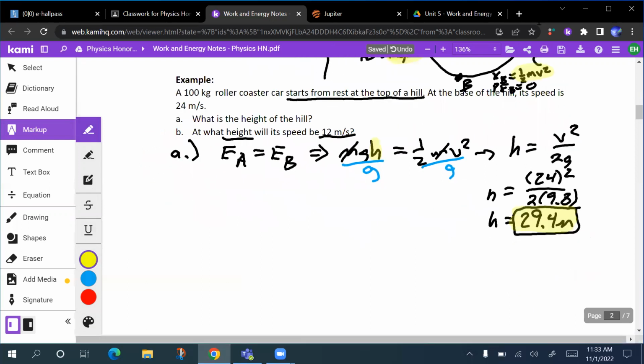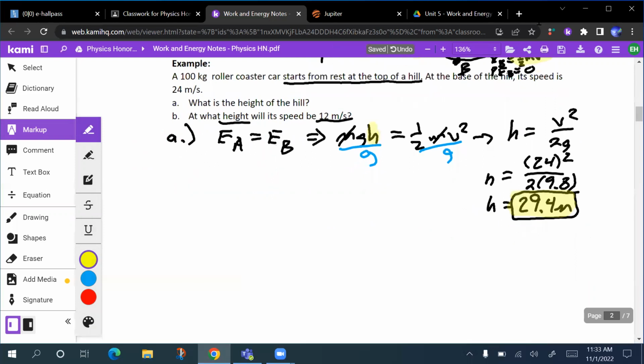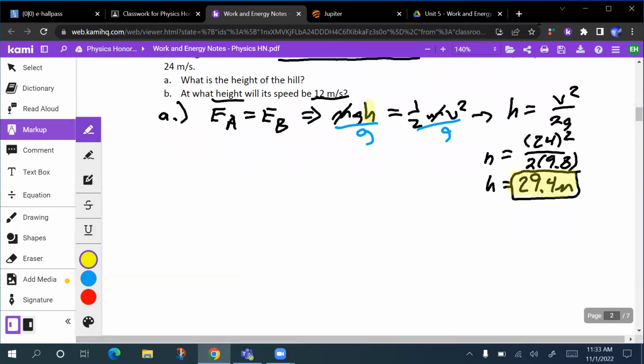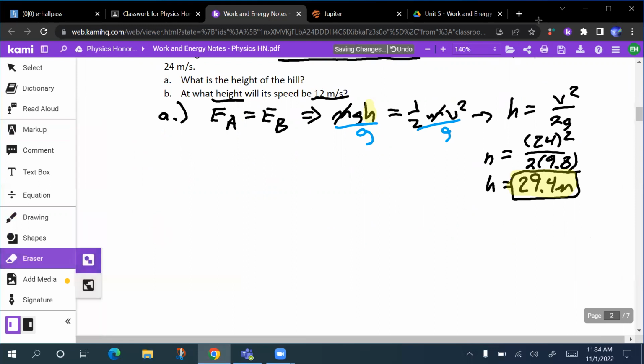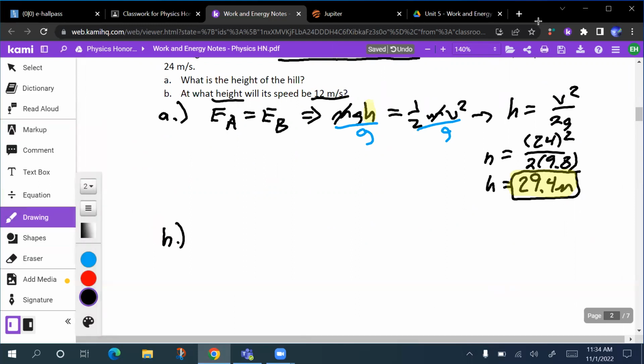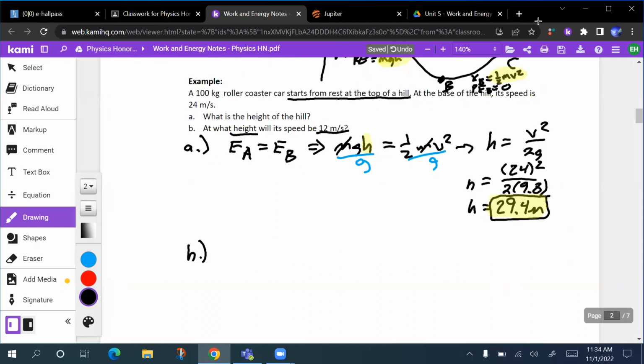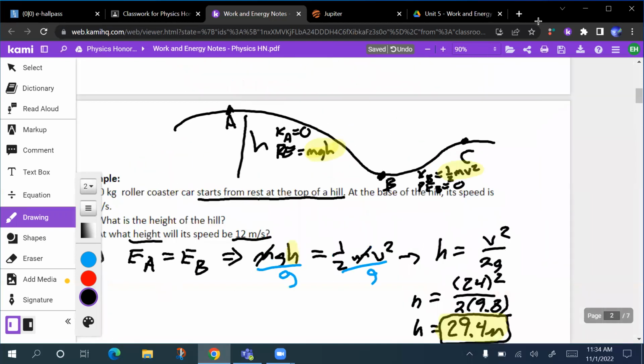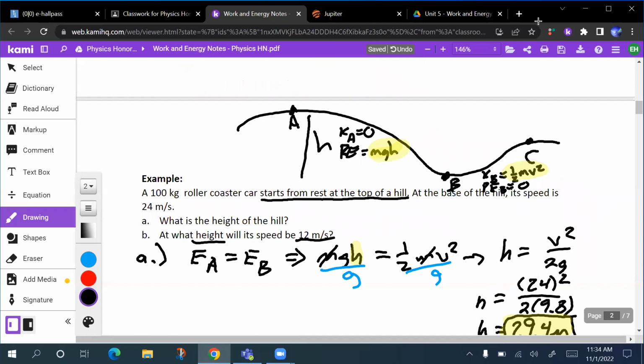Now it says when its speed is 12 meters per second, at what height will it be when it gets to that point. And there's actually a bunch of different approaches that you could use to work this part of the problem. We could go from point B to point C, since we know the potential energy at point B is 0 and the kinetic energy is 1/2 mv squared.